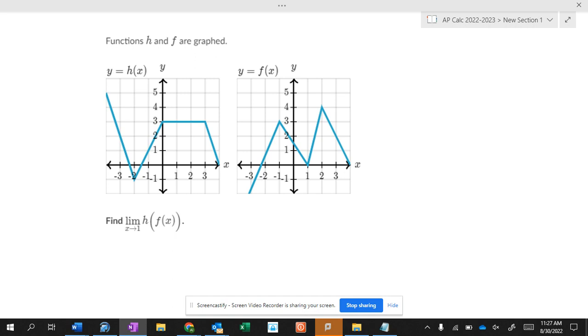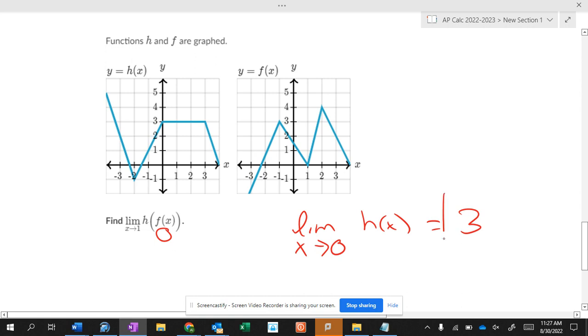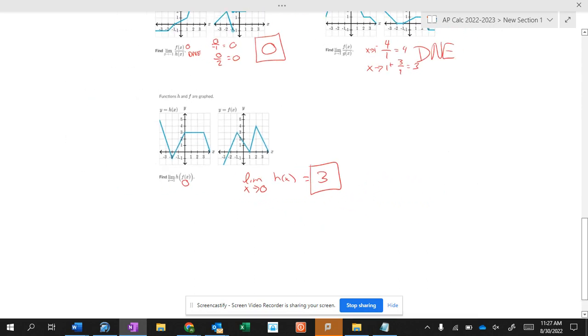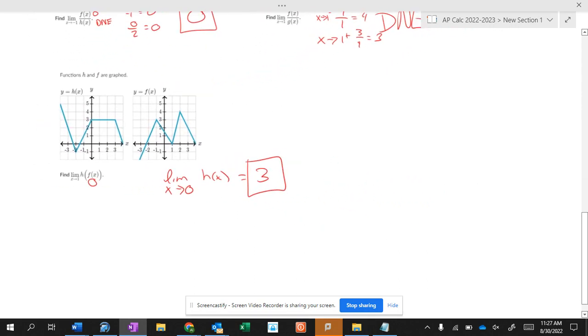So you start out with f of x. What's the limit as x approaches 1 of f of x? 0. So then we're going to go, what's the limit as x approaches 0 of h of x? As x approaches 0, h of x is 3. 3 is our answer. That's how you do a composite function. Is that it? That's it for right now.